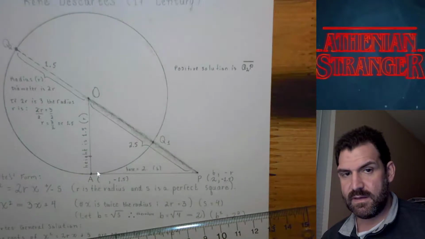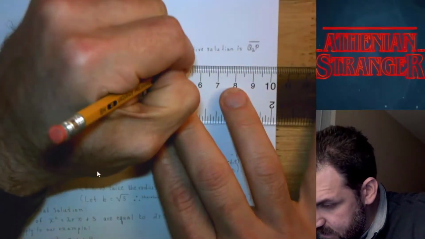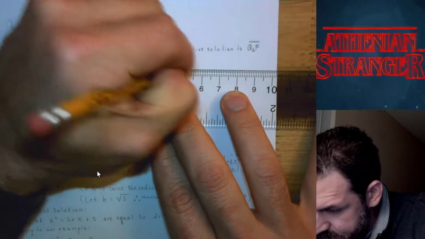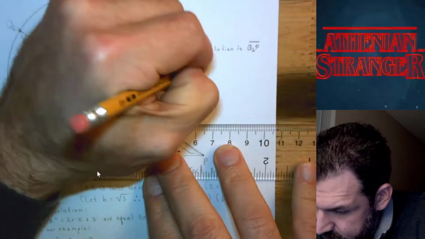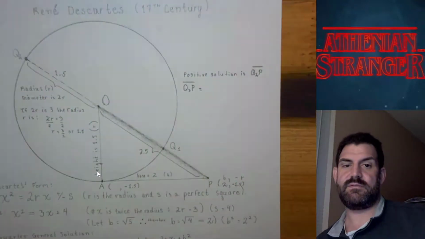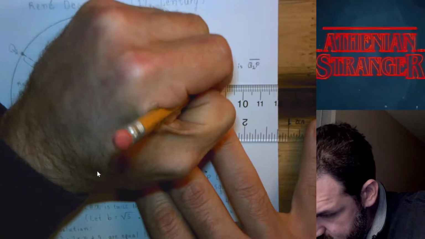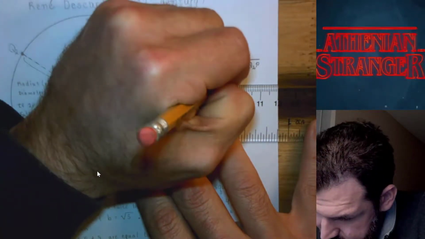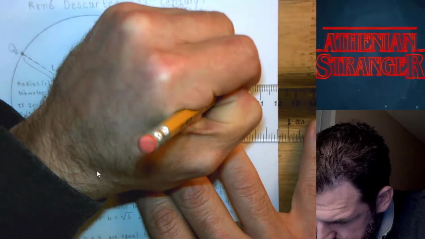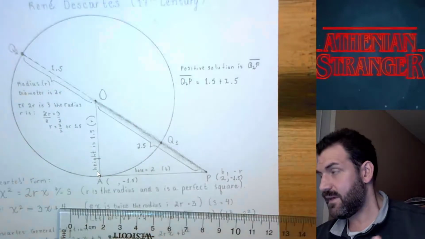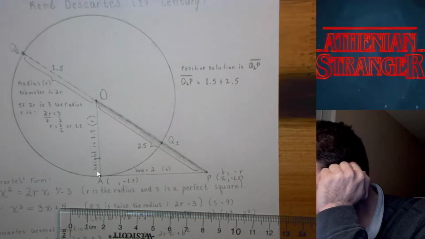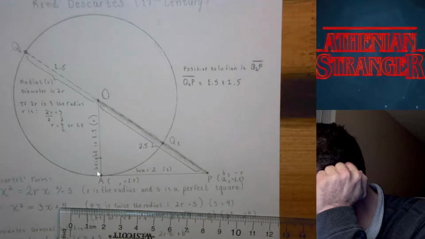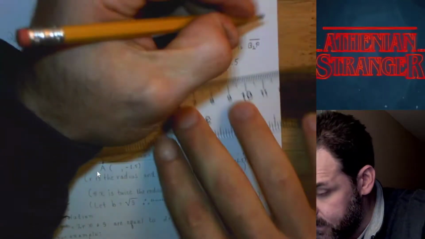Well, we know what that is. Q2 to P, that distance is equal to 1.5 plus 2.5. Somebody's mind's about to be blown here. What's 1.5 plus 2.5? Well, we can do it in pieces, right? 0.5 plus 0.5 is 1. 1 plus 2 is 3. So 3 plus 1 is 4. So this distance is 4.